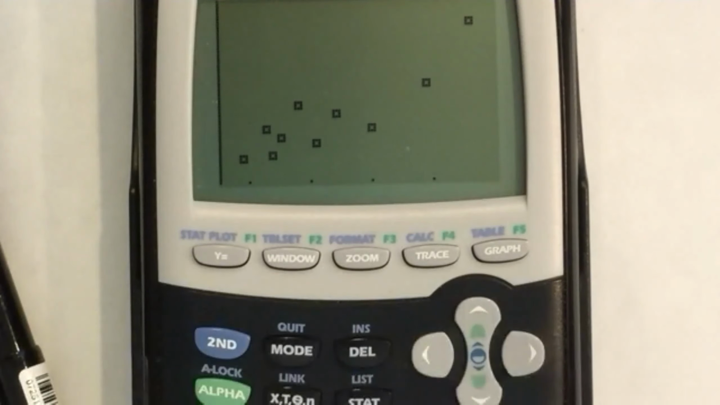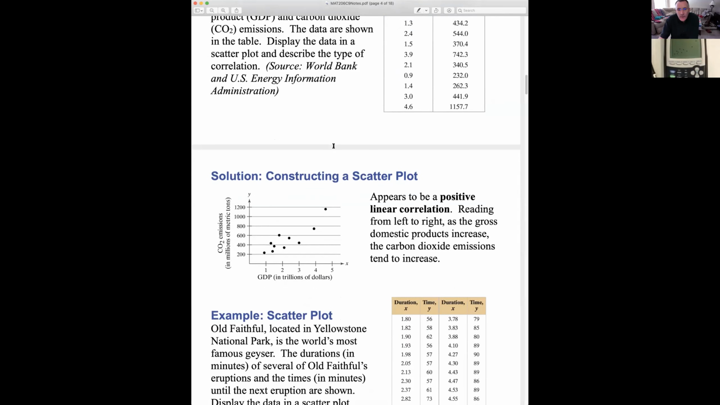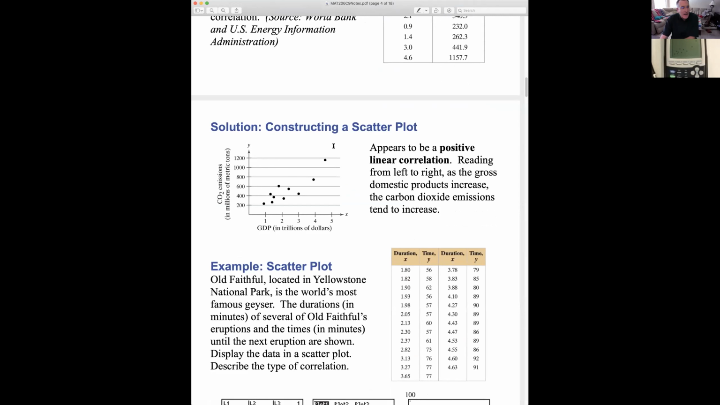If I share my screen with you, back to the notes, here's the one that the book got. I think that's pretty close to ours, looks very similar. And so Larson agrees. He says there appears to be a positive linear correlation.